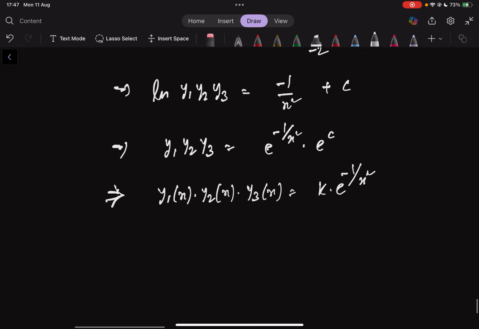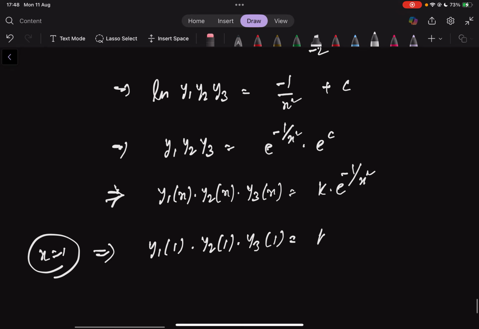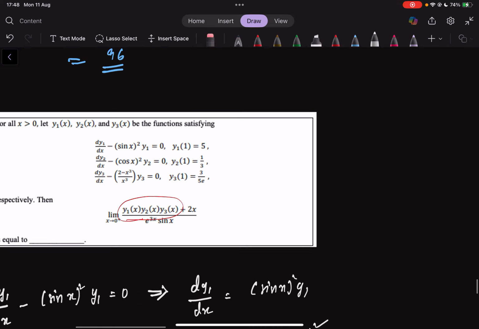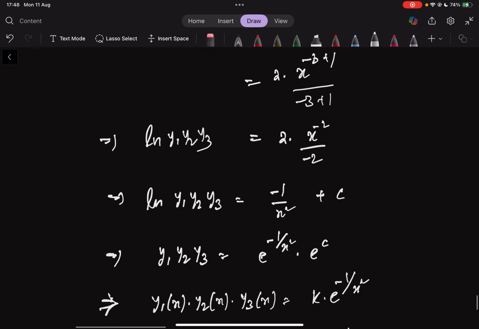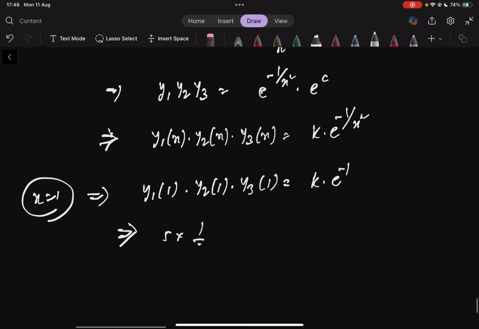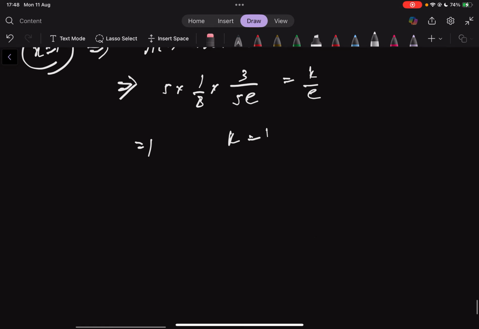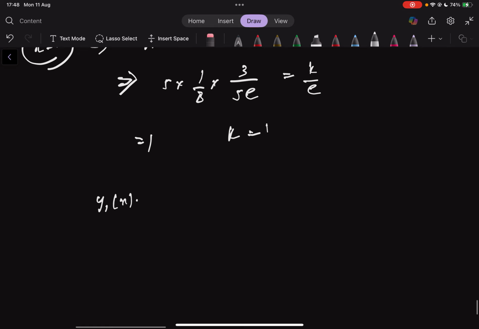Now if I substitute x equals 1, then y1 of 1 into y2 of 1 into y3 of 1 will just be k into e to the power minus 1. And we were given in the question y1 of 1 is 5, y2 is 1 by 3, y3 is 3 by 5. So 5 into 1 by 3 into 3 by 5 equals k by e, so we get k equals 1. So y1 of x into y2 of x into y3 of x will just be e to the power minus 1 by x square.